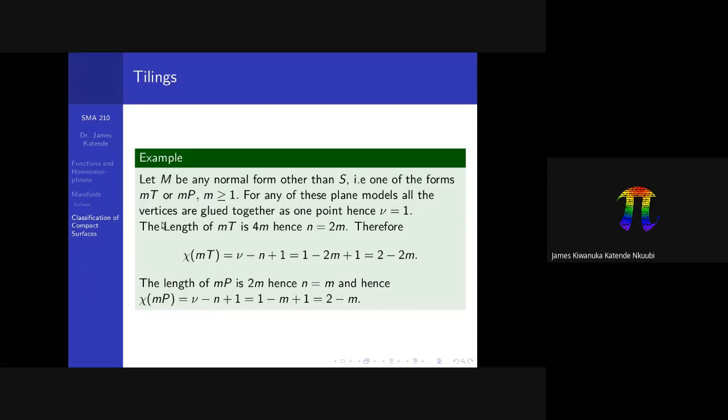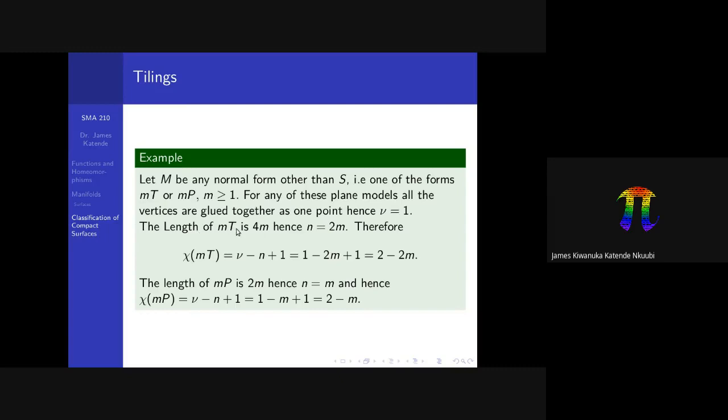So for any of these plane models, when you glue them together, you end up with exactly one vertex. I don't have the figures for now. Just take this as the truth. When you glue the models for this connected sum of M tori and the connected sum of M projective planes, you would always end up with exactly one vertex.